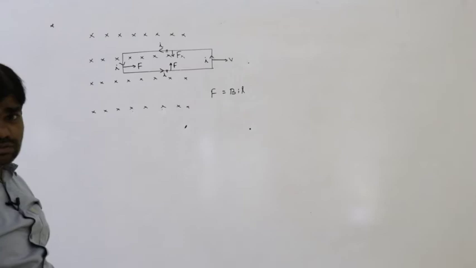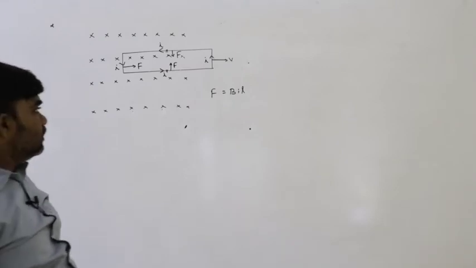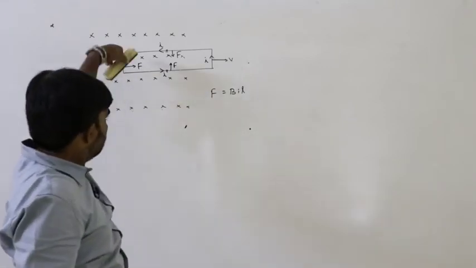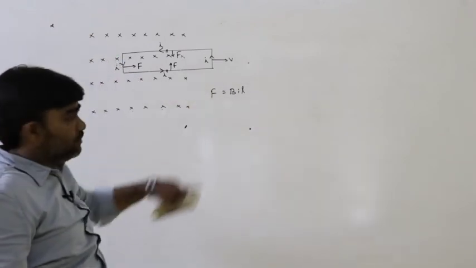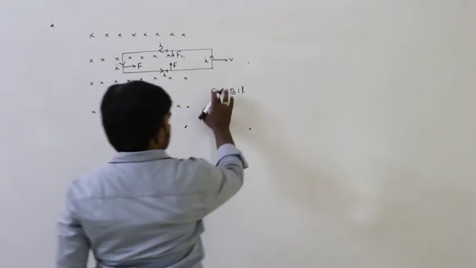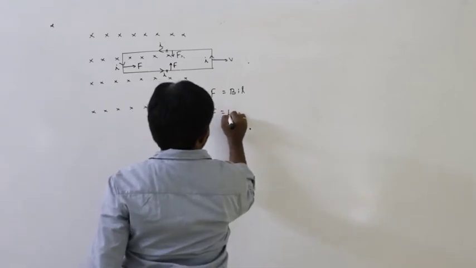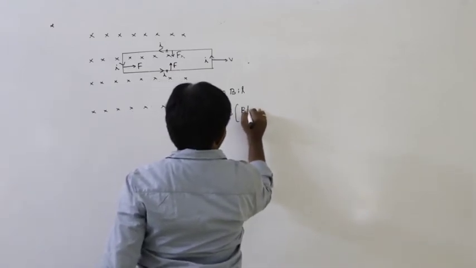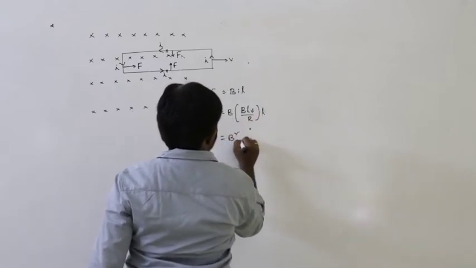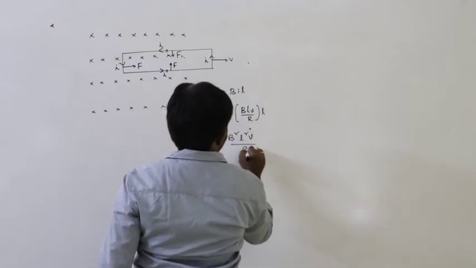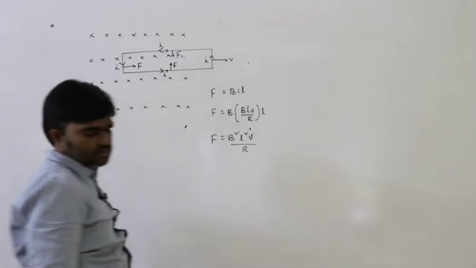Force required is equal to BIL sin 90. The current is downwards, the magnetic field is inwards, and the angle is 90, so that's why it is BIL. So F is equal to B times I, and I is again BLV by R, times L. So that is B squared L squared V by R, the same as in the previous situation.